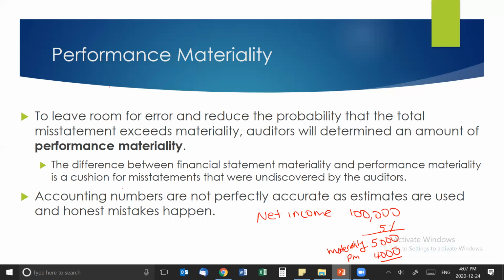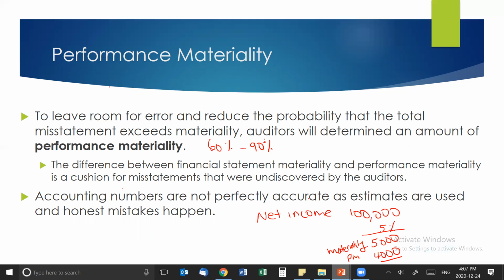So this is basically a buffer that we'll use as a cushion, just in case there's a whole bunch of errors that are 4,999, right? We're going to miss them if we're only testing and looking at things that are higher than our materiality number, higher than 5,000. So we set up this little buffer in order to catch anything, as a cushion for us. Performance materiality is usually somewhere between 60 and 90% of whole materiality.